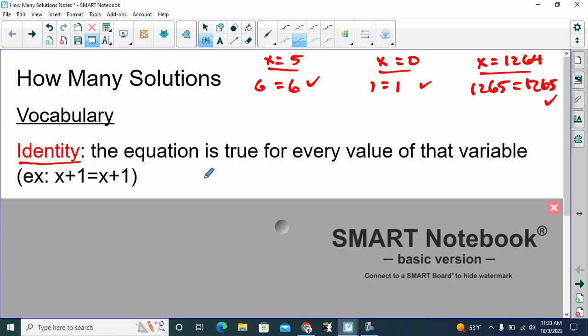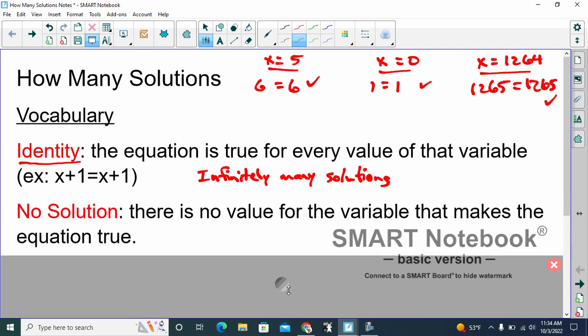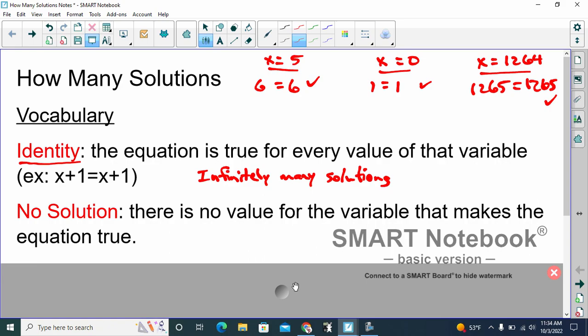When that is the case, we state that there are infinitely many solutions. We have an infinite number of solutions. It is possible to have infinitely many solutions. We could also have no solution. We would have no solution if there is no value for the variable that makes the equation true. There is no solution.